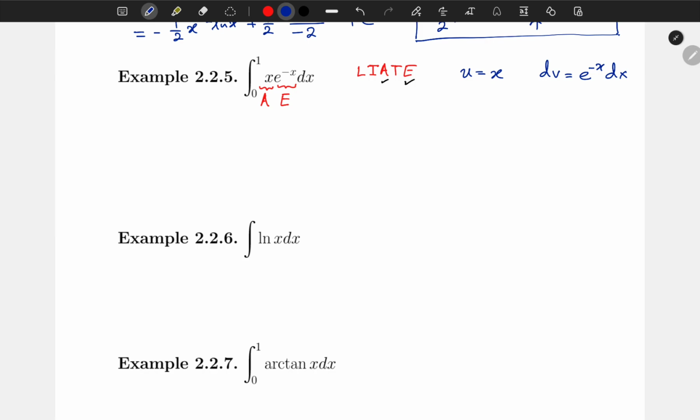Okay. Right. Now we have decided what is u. The next step is to differentiate and find du, which is dx. Good. We have what is dv, then we can integrate that to calculate v. Integral of e to the negative x is e to the negative x over negative 1.